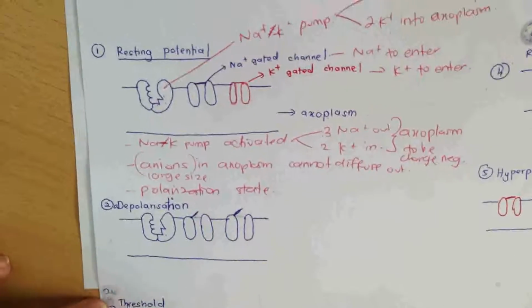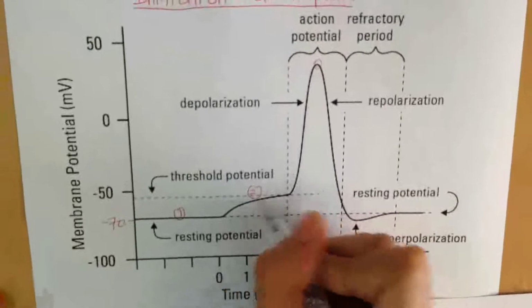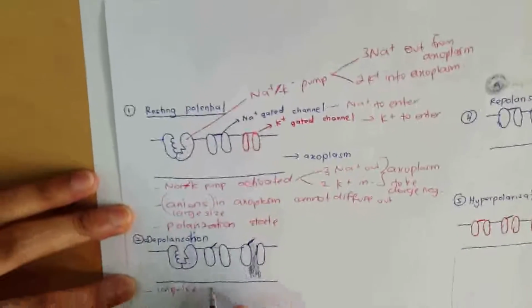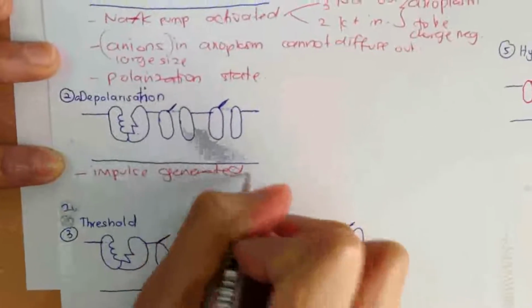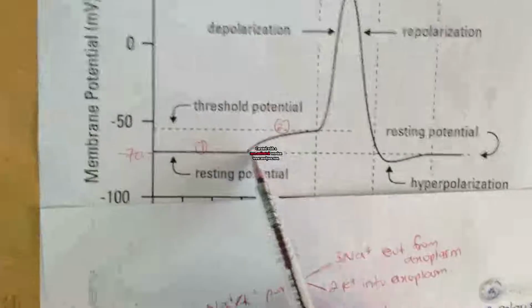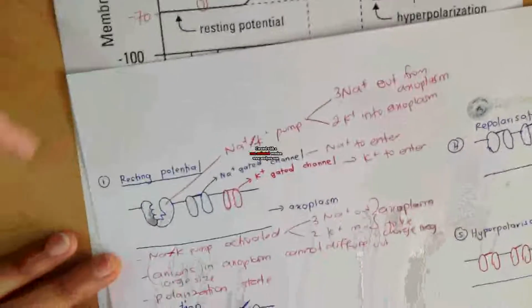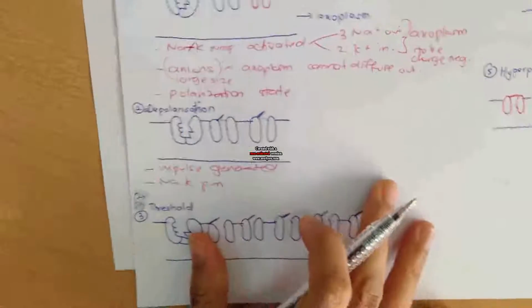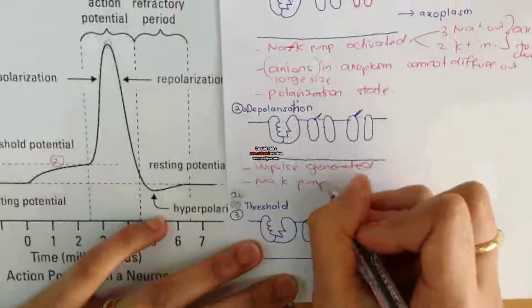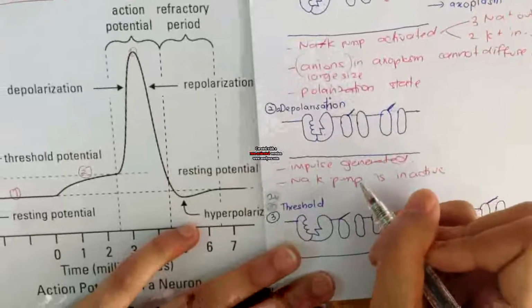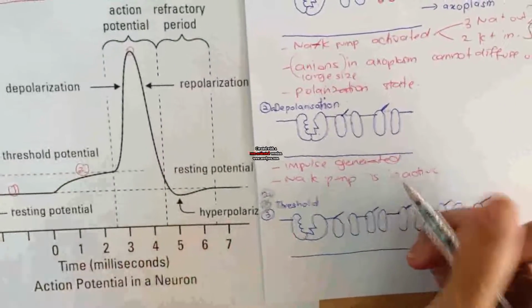Meaning the exoplasm is in polarized state, negative charge. Alright, so we enter the first phase of the graph, the increasing part here. This is where the impulse is generated. So depolarization is where the impulse is generated. How the graph increases from negative 70 to negative 50 is because the NAK pump is inactive. So there's no pumping of 3 plus out and 2 plus in.